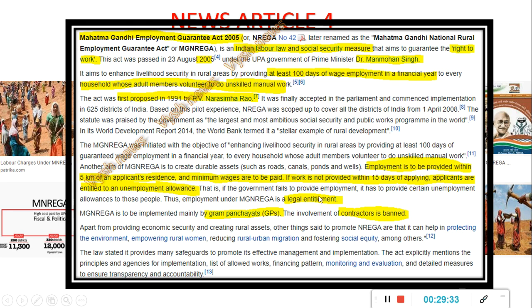Okay, so it is actually a legal entitlement. These are things which in prelims they will catch and ask. So you have to know there is even an unemployment allowance and it is implemented mainly by the Gram Panchayat. And one thing you have to see, the involvement of contractors is banned.